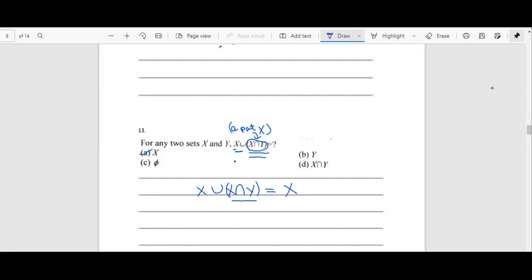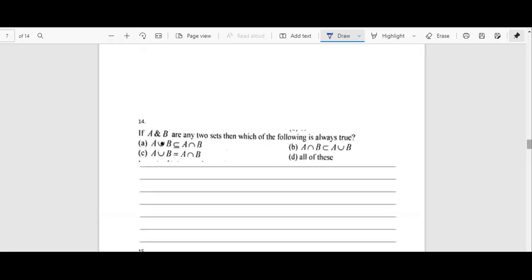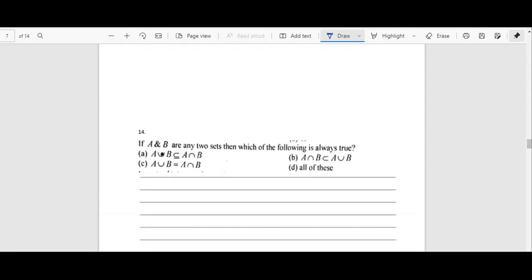Okay. And now let's talk about the last question. It is the 14th question. We have, if A and B are any two sets, then which of the following is always true? Now we only know that A and B are two sets. That's it. So let's see A. A says A union B is a subset of A intersection B.